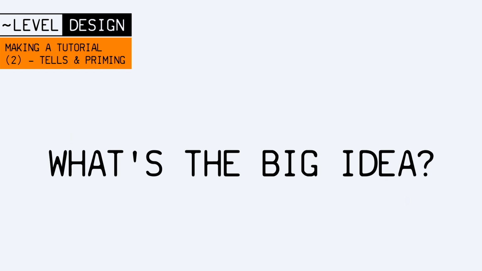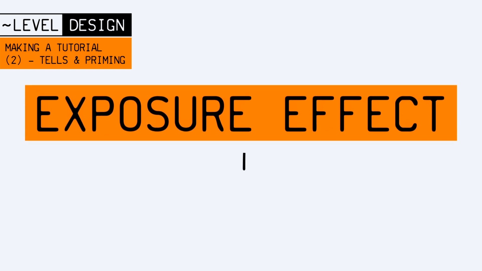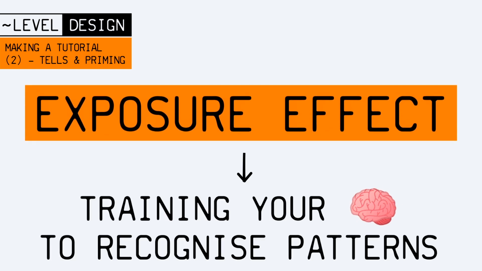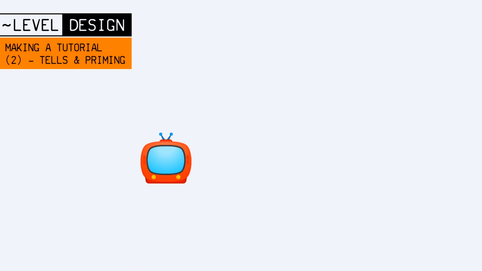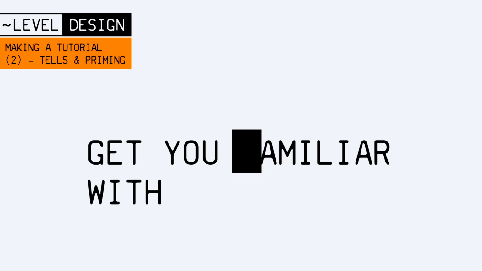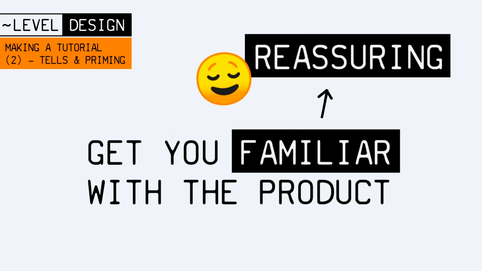So the main idea behind priming is something called the exposure effect, which is super common in lots of domains and, in a nutshell, is about training your brain to recognize specific patterns and react to them instinctively. This exposure effect is often used for advertisement or on radio stations that keep repeating the same song over and over again. The goal is to get you familiar with the track or the product and make it a nice, reassuring thing, to then, in this context, convince you to actually buy it.